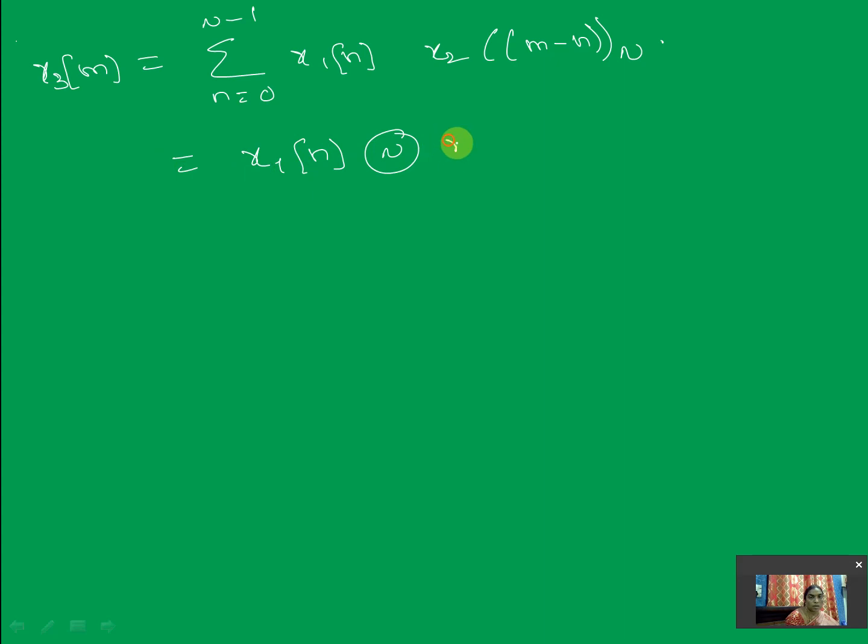So x3 of m is nothing but the summation n from 0 to N minus 1 of x1 of n, x2 of (m minus n) modulo N. That means this is the circular convolution of x1 of n with x2 of n, hence proved. So the inverse DFT of X1 of k into X2 of k is equal to the circular convolution between the two sequences. Okay, thank you.